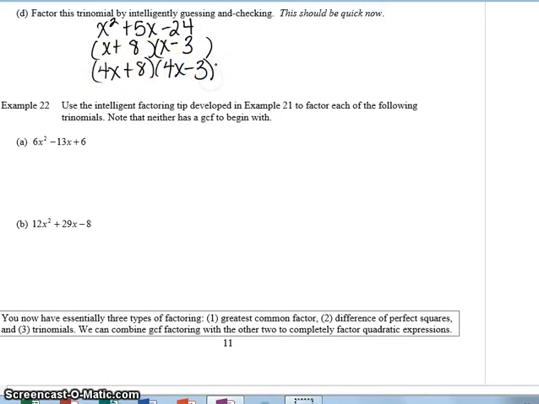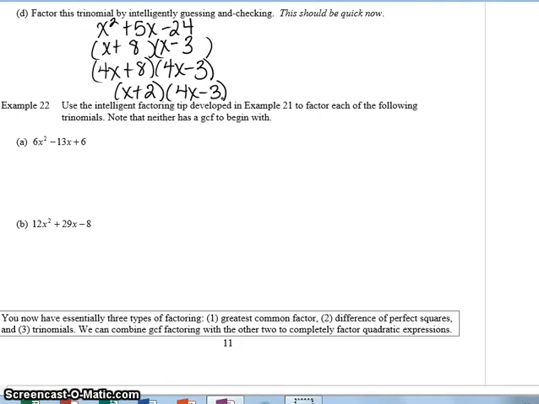Then you slide the 4 back in front of both binomials, and then you're going to reduce each binomial and do not write down what you're reducing by. So this first binomial, I'm going to reduce them both by 4, and I'm left with x plus 2. The second binomial is going to be 4x minus 3. Nothing reduces, so there's my answer.